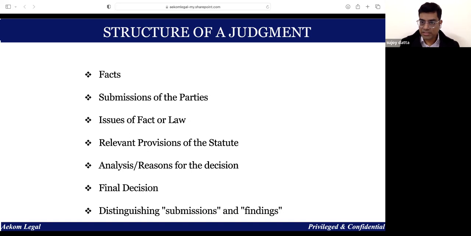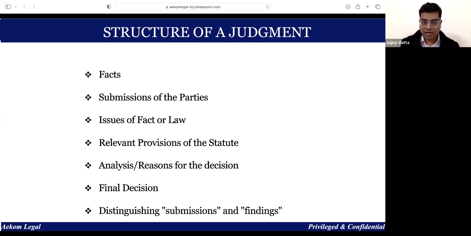An issue is essentially either a position of fact or position of law, which the party approaching the court must establish in order to get the relief that it has come for, and which the opposite party must controvert. So, when any position of fact or law is stated to be true by one party but denied by the other, that becomes an issue of fact or law. So, the identification of issues is an important part of any judgment. It is something that we must do when we are going through a judgment, irrespective of whether the Honorable Court has laid down issues or not.